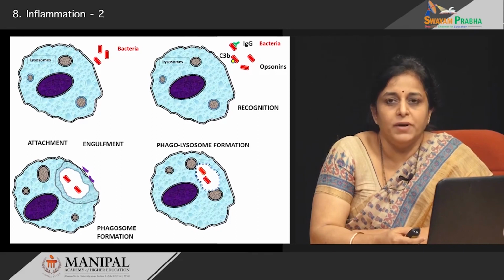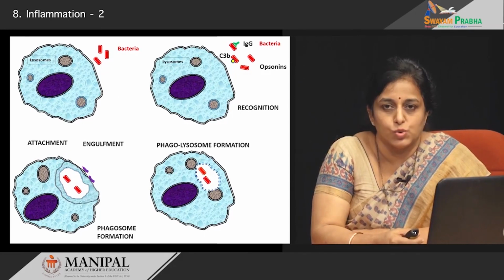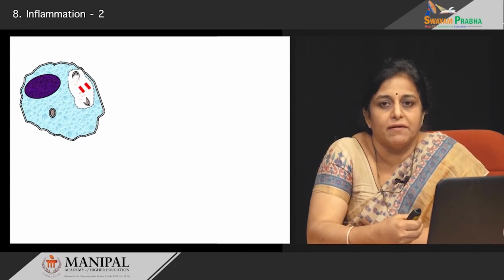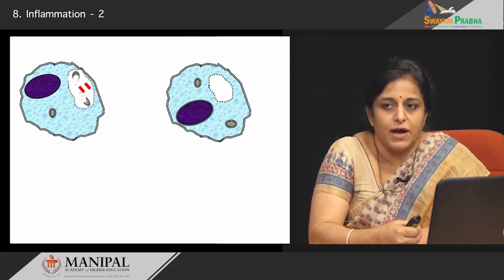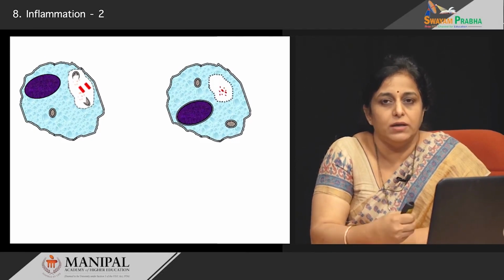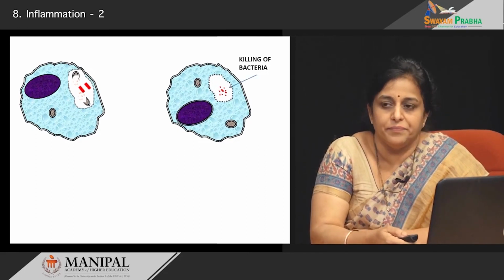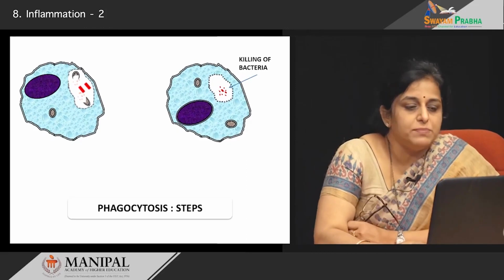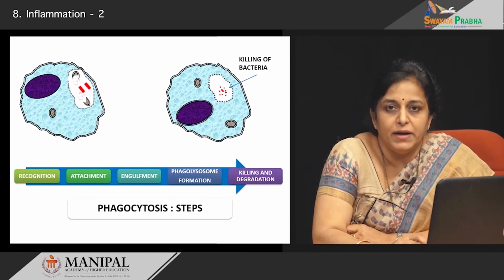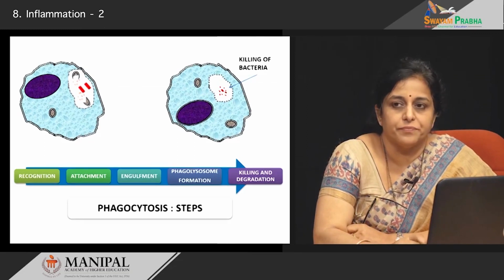Once the phagosome has formed, the lysosomes unite with the phagosomes, resulting in formation of a phagolysosome. Now, in this phagolysosome, the lysosomes release their powerful bacteriolytic enzymes into this vacuole, causing degradation. In addition, there is another mechanism of killing which we will learn in the subsequent slide, resulting in degradation or killing of the bacteria. So, the steps involved in phagocytosis include recognition, attachment, engulfment, phagolysosome formation and killing and degradation.